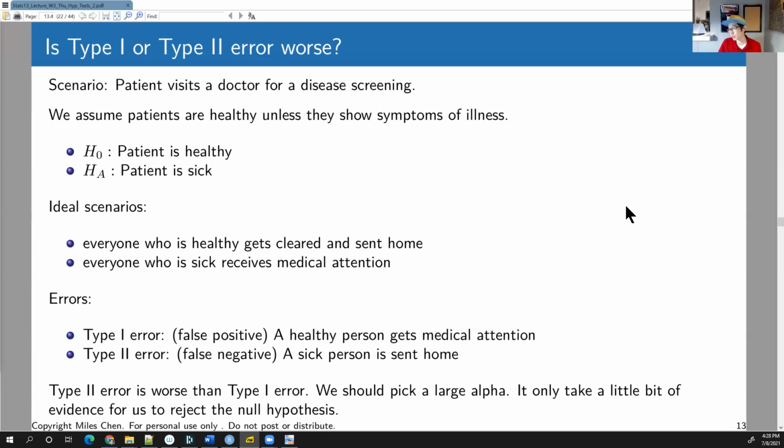And so in order to avoid a type 2 error, okay, we are going to pick a large alpha. We are more willing to make type 1 errors, okay? We're more willing to make type 1, and we want to avoid type 2 error. So we're going to choose a large alpha. And this means it only takes a little bit of evidence for us to reject the null hypothesis, okay?